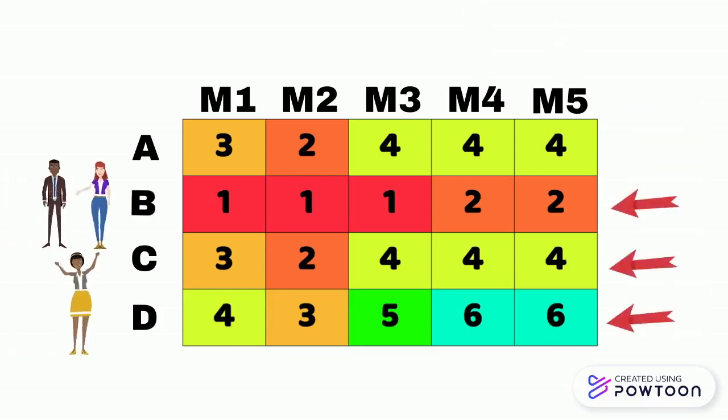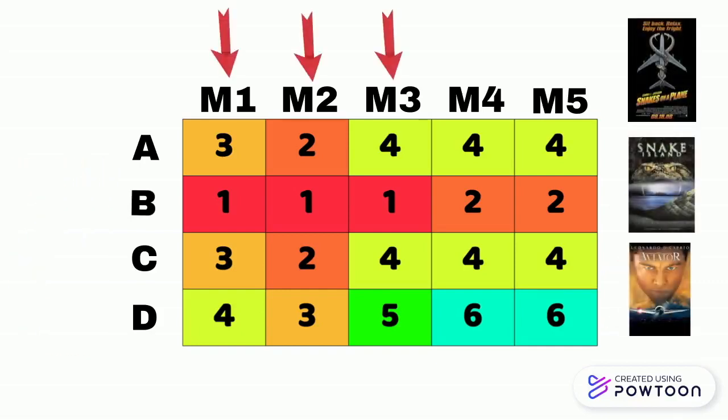Then, if we look at the last 3 rows, we see that if we add the first 2 rows together, we get the third row. This means that user D shares interests with both users B and C. Finally, when we average the second and third columns, we get the first one. This means that movie 1 shares concepts with both movies 2 and 3.